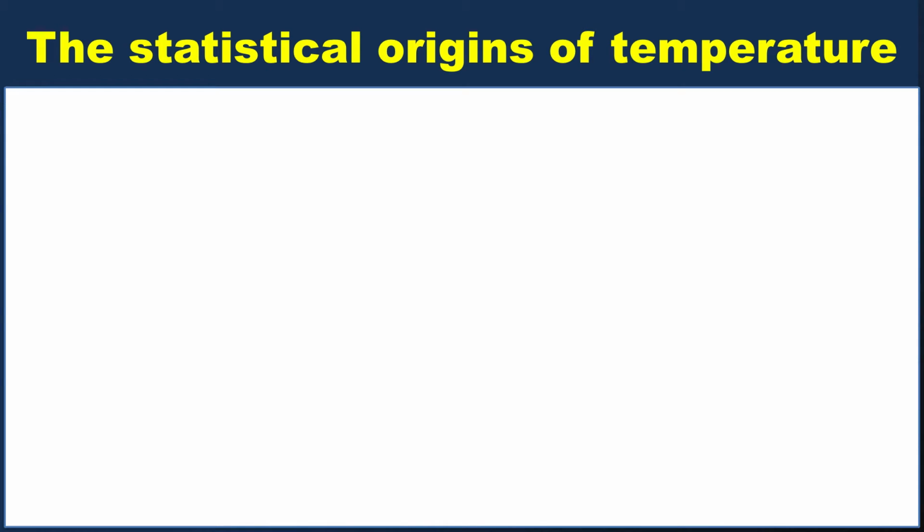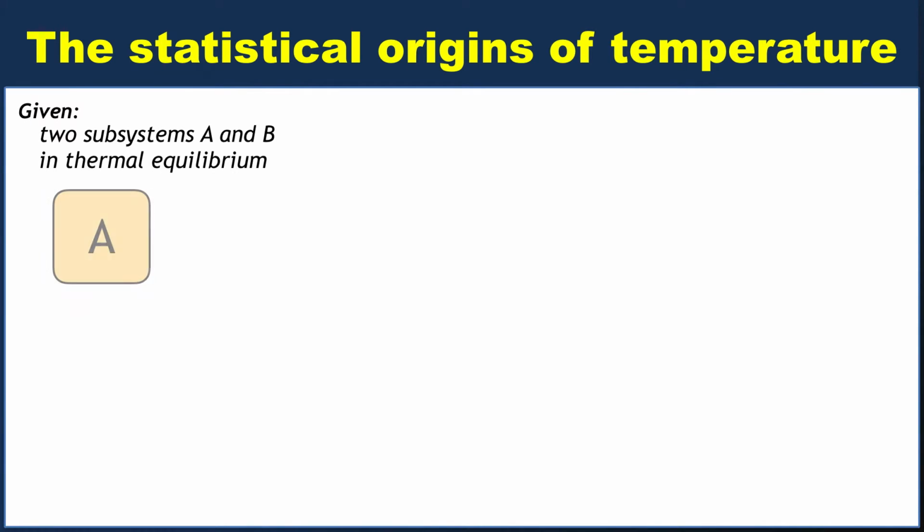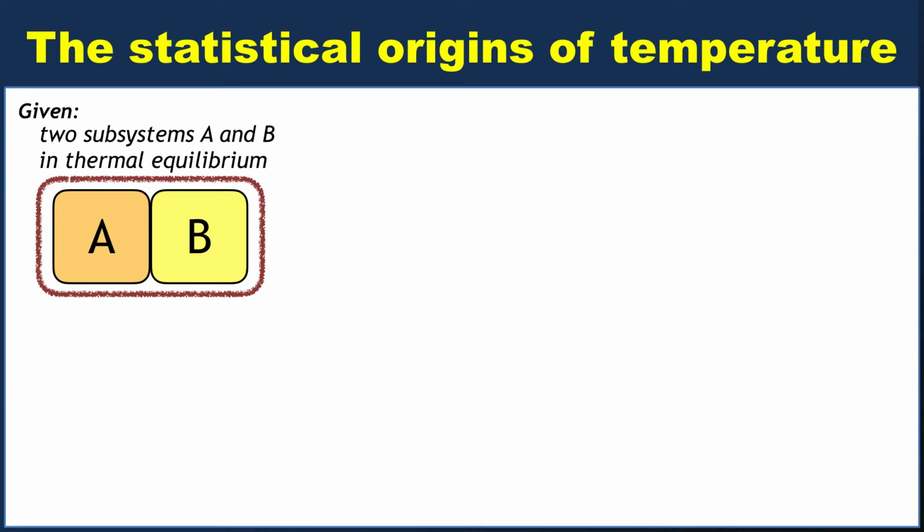We need to connect some of the statistics stuff to physics stuff, and the way we're going to do that is through temperature. So imagine that we're given two subsystems, A and B, in thermal equilibrium. A subsystem just means if we have a system A and a system B, and we define a bigger system that includes both of them with that red circle, then A would be a subsystem, B would be a subsystem of that larger general system.